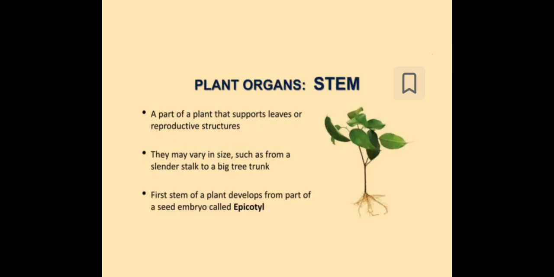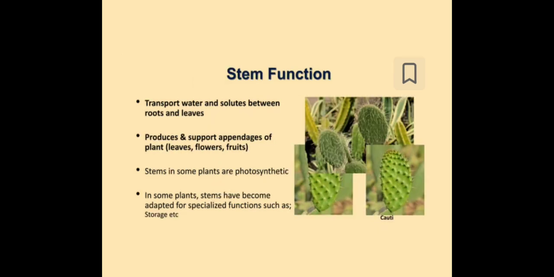Plant organ like stem. A part of the plant that supports leaves or reproductive structures is called the stem. They may vary in size, such as from a cylinder stalk to a big tree trunk. The first stem of a plant develops from the part of a seed embryo called the epicotyl. Stem function. They transport water and solutes between root and leaves. They help to produce and support appendages of the plant like leaves, flowers and fruits. Stems in some plants are photosynthetic.